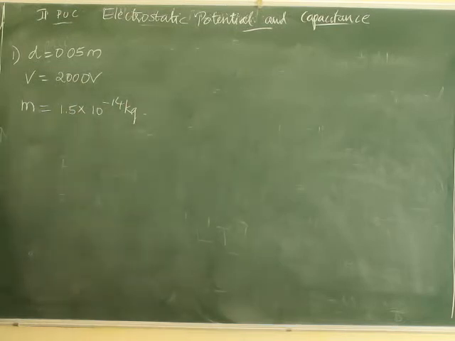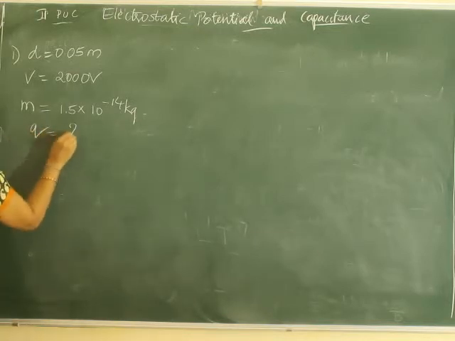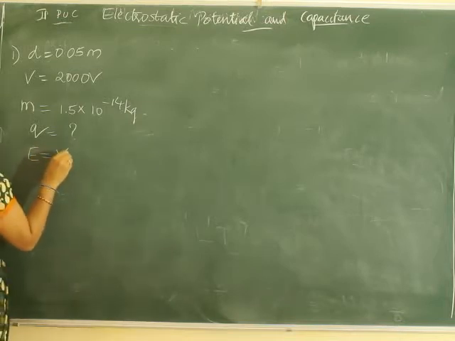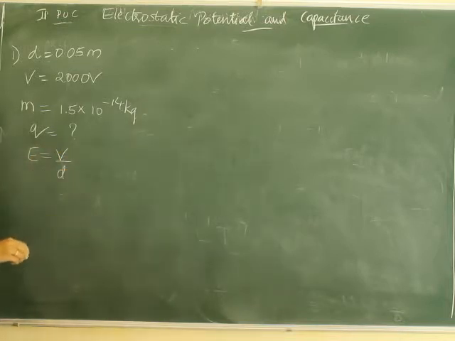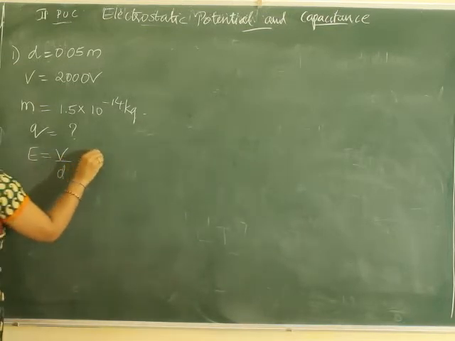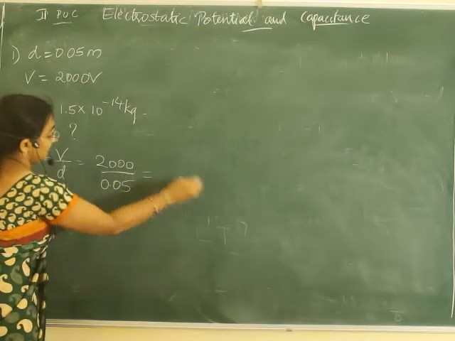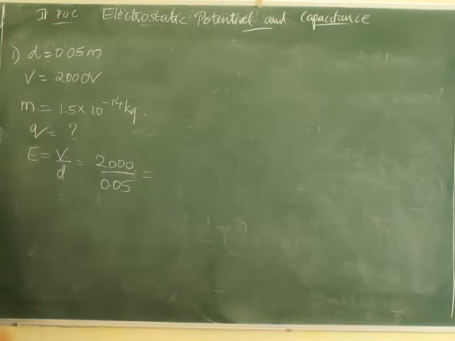How can we find out the charge? Can I calculate the electric field from these two? Electric field is nothing but potential per distance, correct? So E is equal to V by d, or V is equal to E d. So I can write 2000 divided by 0.05. What is the answer you get here?